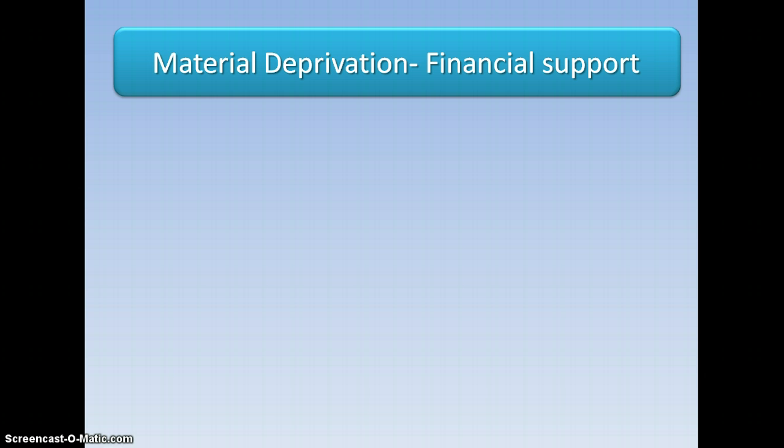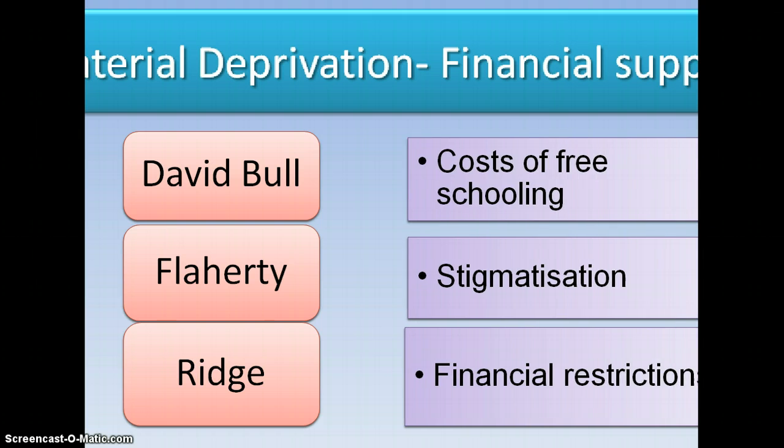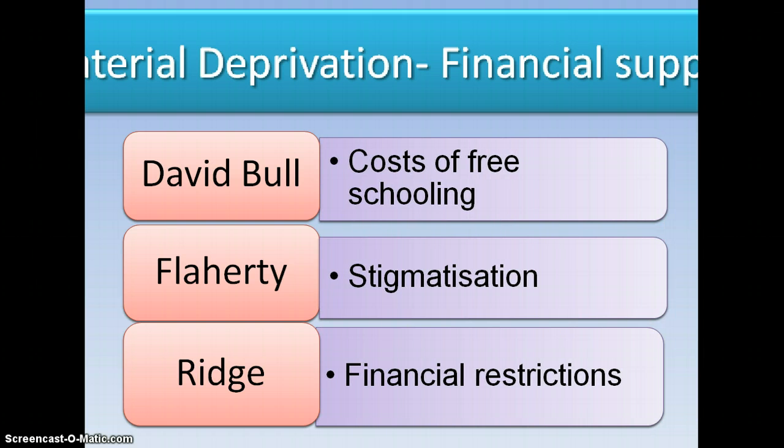So another aspect of material deprivation is financial support and the actual costs of education. So we've already looked at the fact that EMA has disappeared and the effect that this has had on the working classes who perhaps cannot afford the resources and the bus fares to get to college. So from that perspective, we're looking at similar aspects. So we're looking at three main sociologists who consider these different issues.